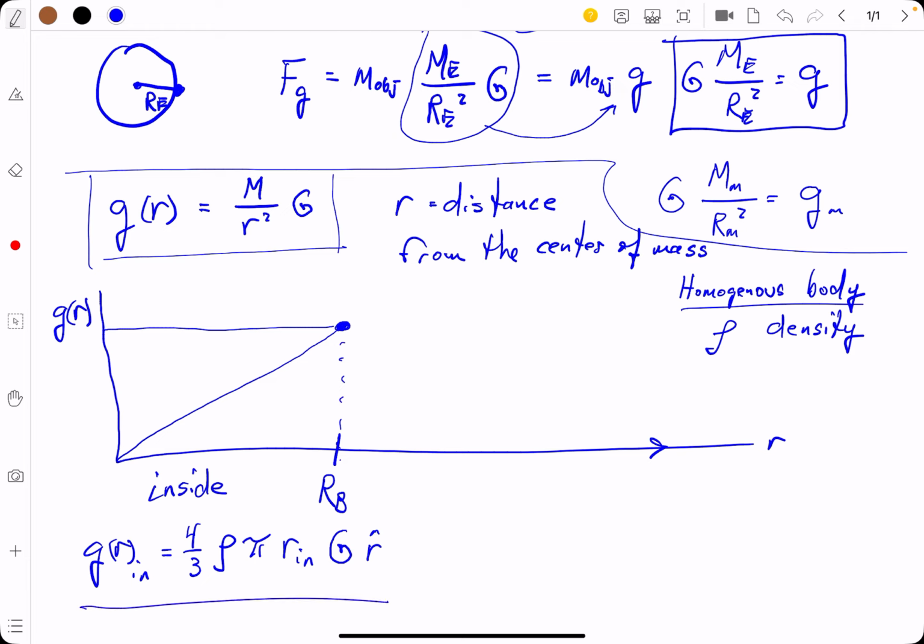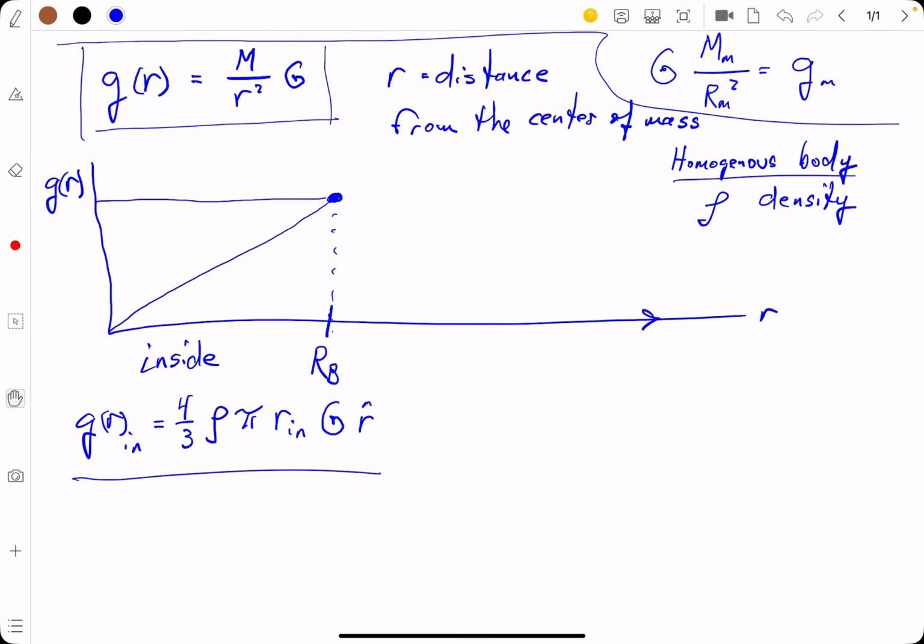So this is our slope of the line. The slope is equal to 4/3 rho pi G. And then we've got r, so y equals our slope times r, and we don't need to add a b because we've got no offset. This is at 0. So that's our slope. All right, so that's on the inside.